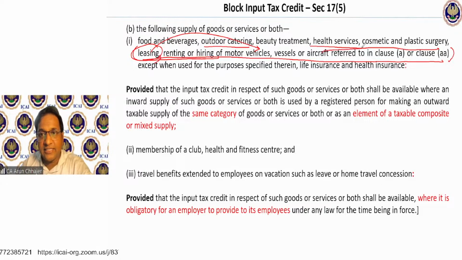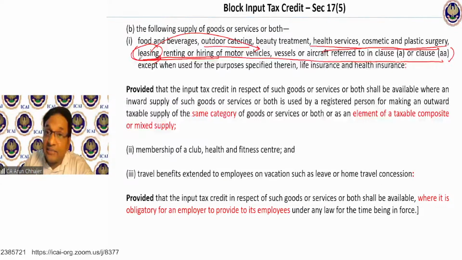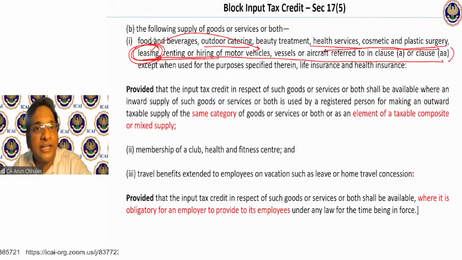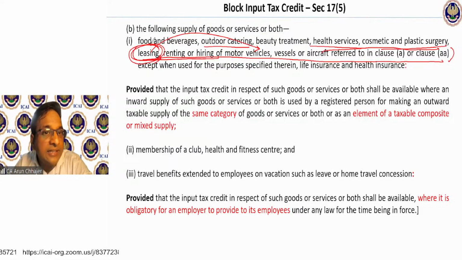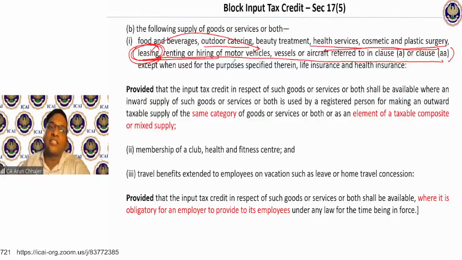Like health service, it is separate. Cosmetic plastic surgery, it is separate. Similarly, leasing, after that there is a comma. So does it mean every type of leasing is under the block category? No. Leasing, renting, and hiring are to be read together, and they are talking about motor vehicles.